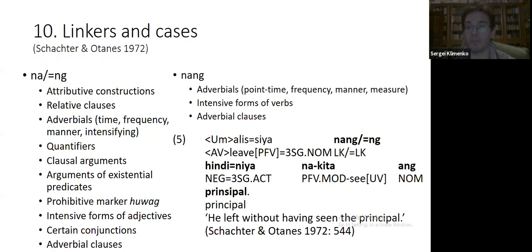For example, in 5, we have the adverbial clause, he didn't see the principal, and it has to be connected to the main clause with a linker. Here we can see that the 2 linkers are interchangeable in this case. We can use either nang or na, it doesn't matter, no change in semantics whatsoever, but there has to be a linker. We cannot remove the linker here. That's not possible in Tagalog.